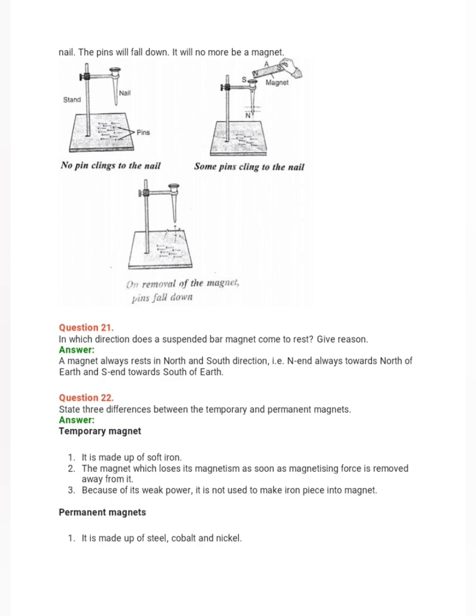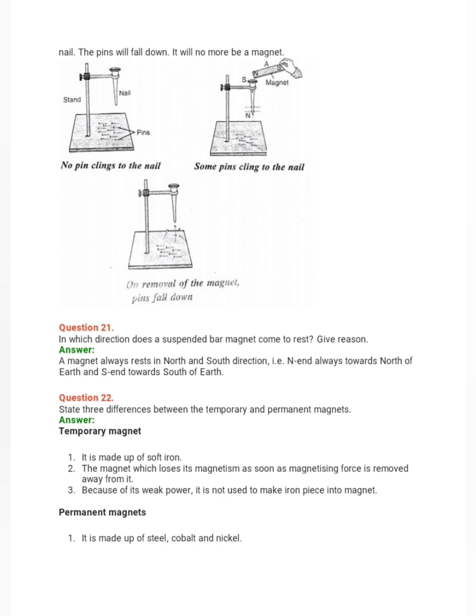Question number 21. In which direction does a suspended bar magnet come to rest? Give reason. Answer. A magnet always rests in the north and south direction, that is, the N end always towards the north of the earth and the S end towards the south of the earth.